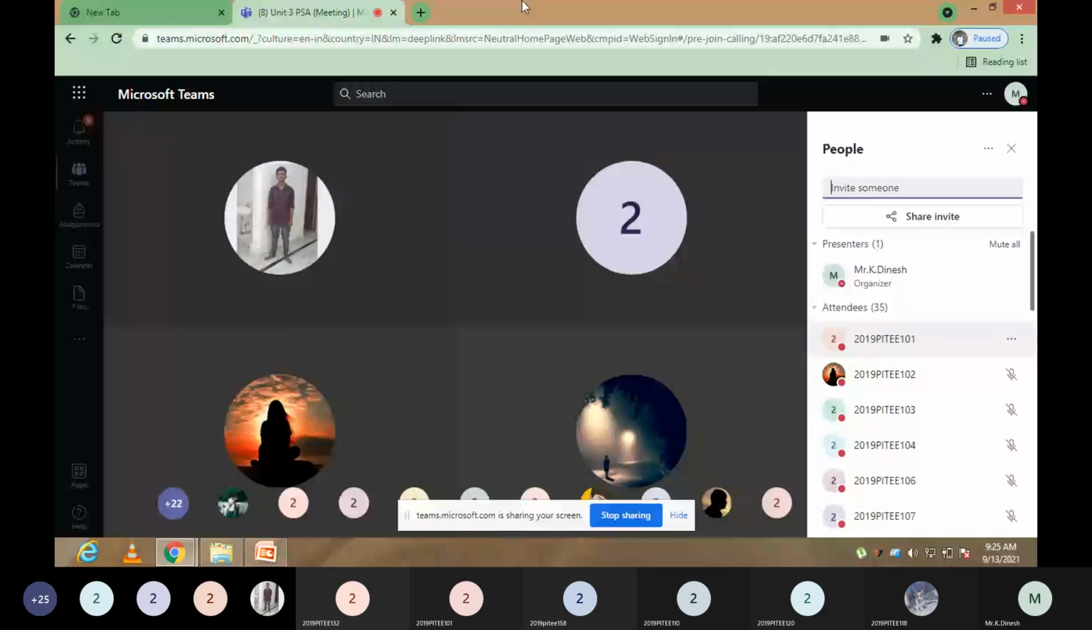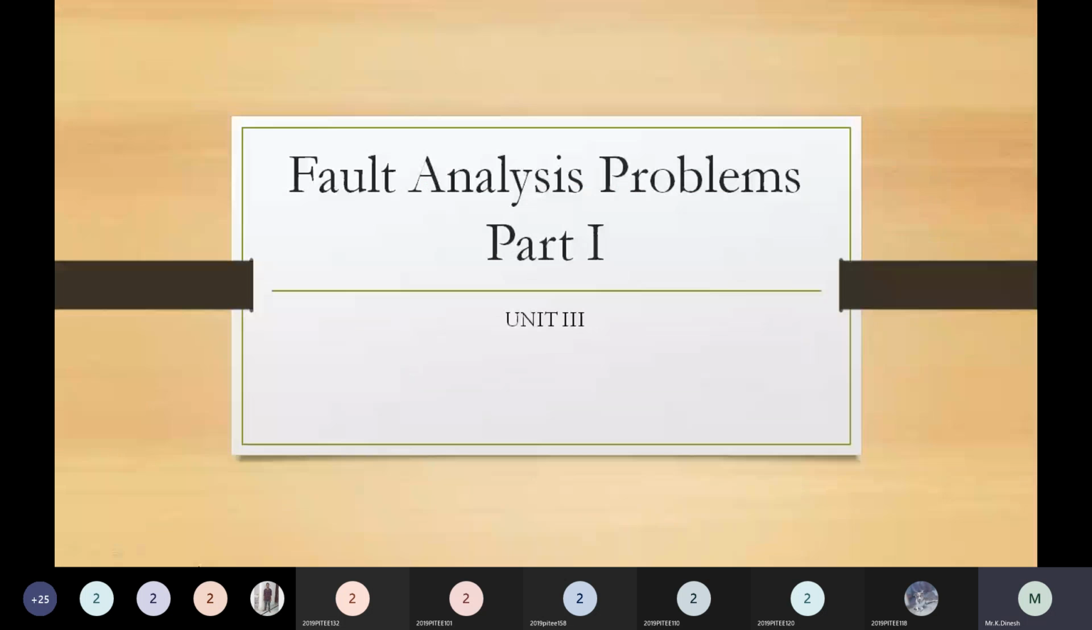So in this session we are going to deal with problems. We already completed 2 problems. The fault analysis problems are part 1 problems, and in part 1 you have only one problem. I approached it with 2 methods: by Thevenin's method as well as your conventional circuit analysis method. I am using both methods on this problem.